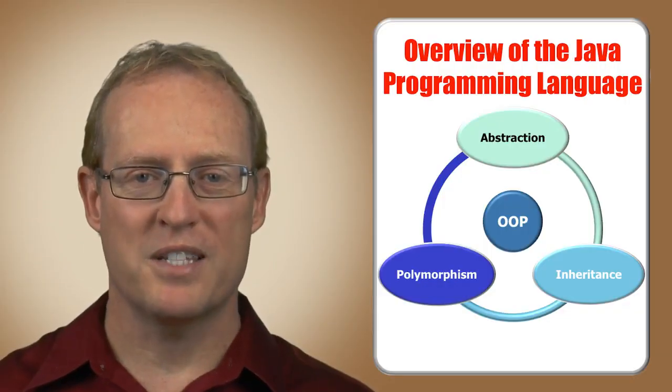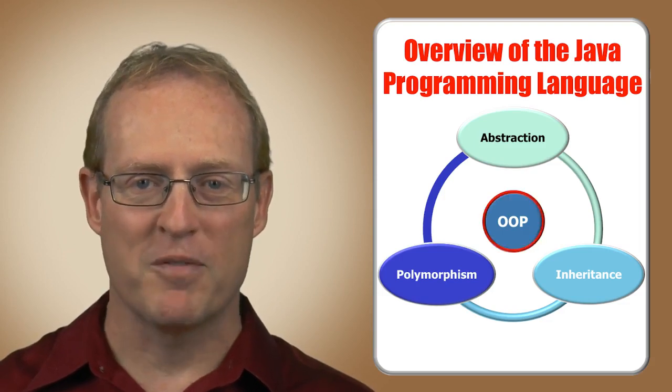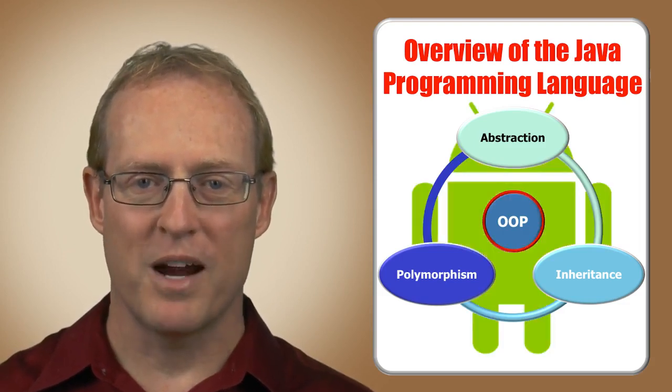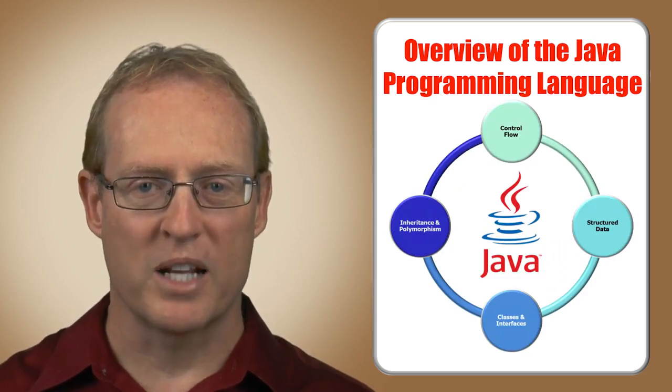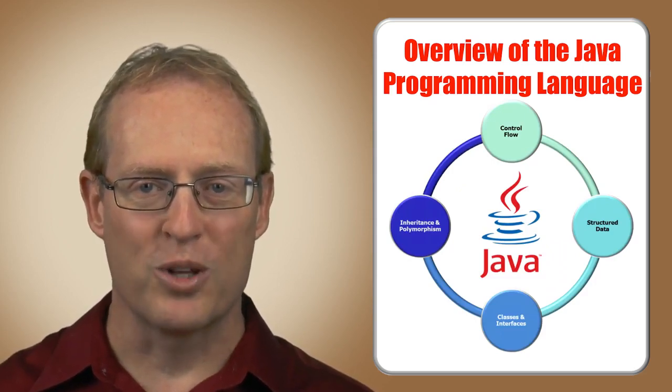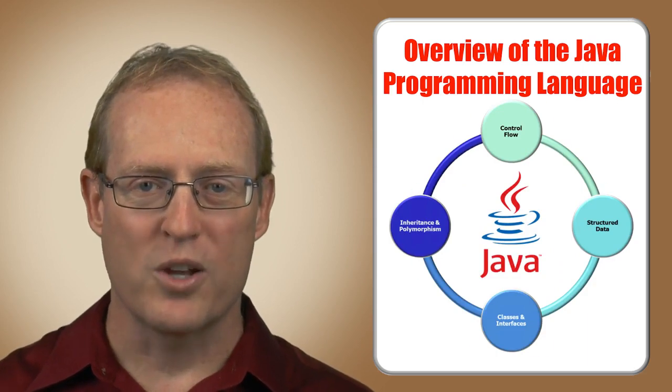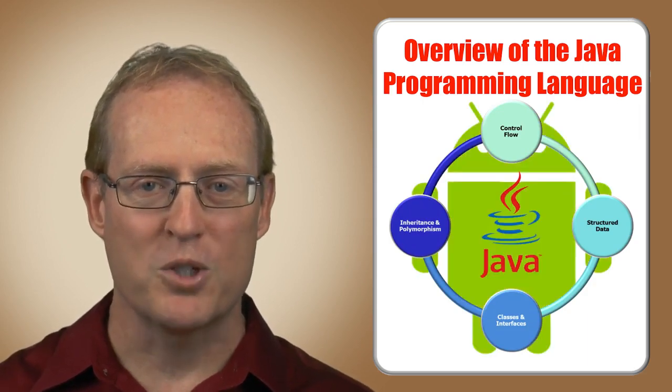Object-oriented programming concepts are at the heart of modern app development and mobile and cloud computing environments. Java has been one of the most popular object-oriented programming languages since its inception in the early 1990s, which is why Google selected it as the programming language of choice for developing Android apps.